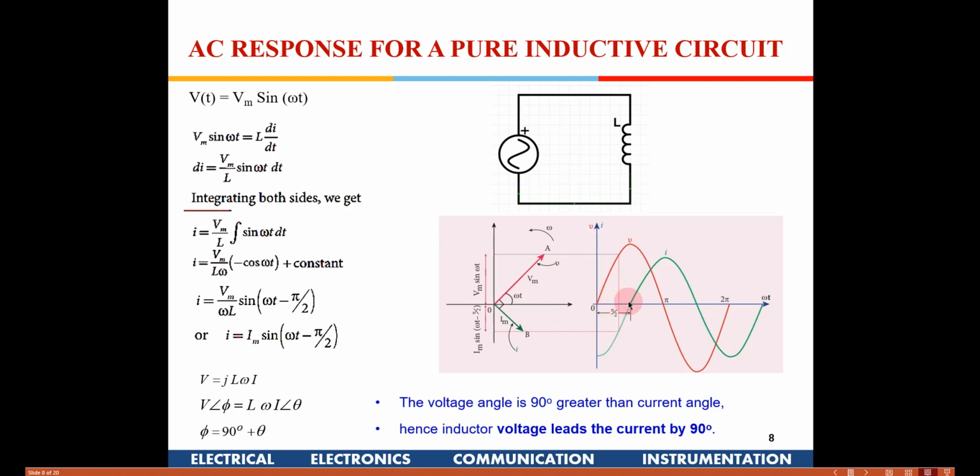Okay, so it will appear. Any lagging signal will appear to the right. And any leading signal, because this has come first in time, at t equal to 0 the signal has already crossed from negative to positive, whereas this is crossing from 0 to positive after pi by 2. So the current is known as lagging the voltage, and hence it is written as minus pi by 2 out here.